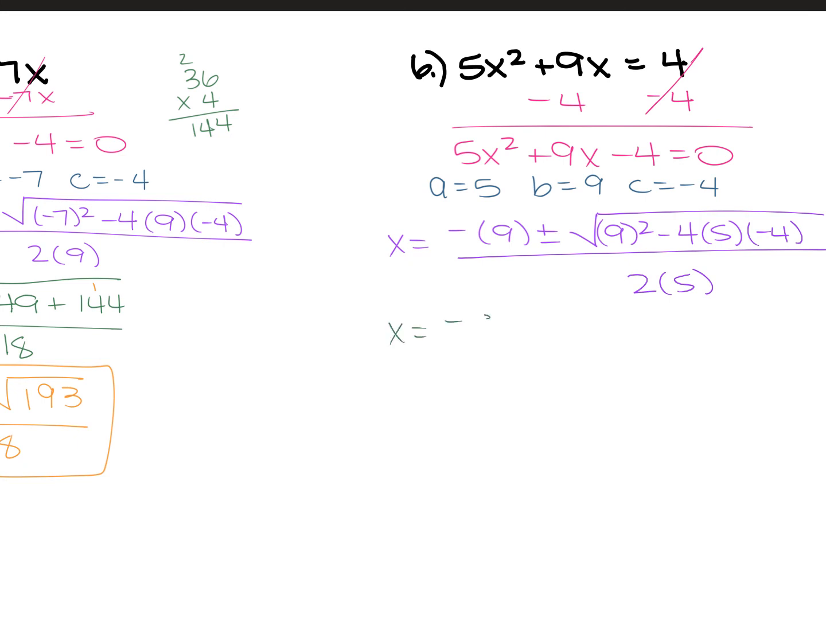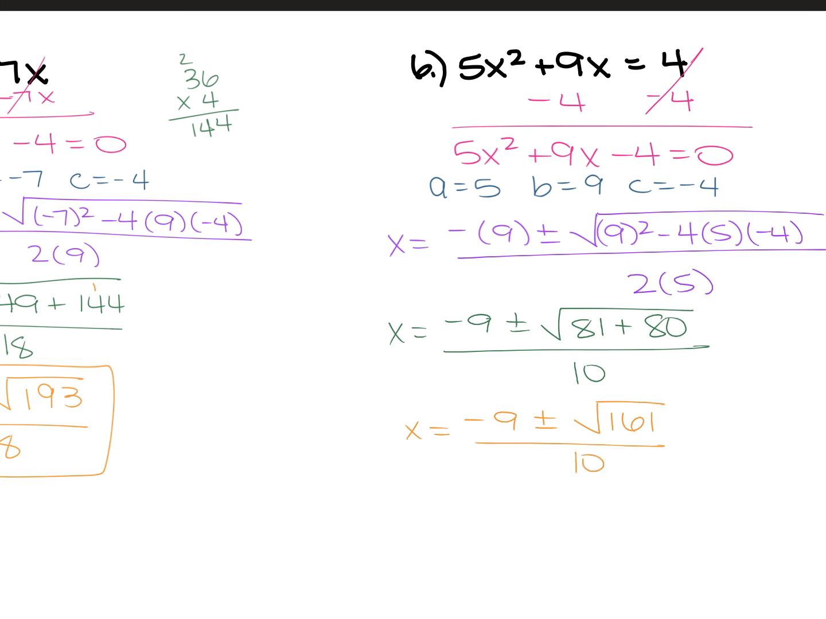This is going to simplify to give you negative 9 plus or minus the square root of 81. The double negatives turn into positives. 20 times 4 is 80. And this is all over 10. So this simplifies even further to give you negative 9 plus or minus the square root of 161 all over 10. Again, I don't think 161 simplifies, so we're going to leave it just like this.